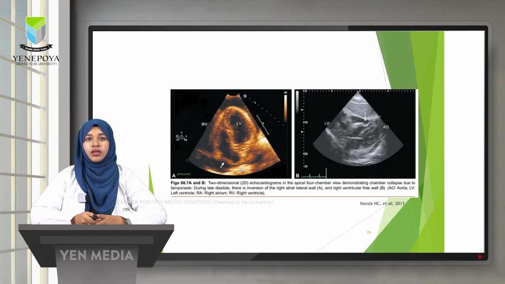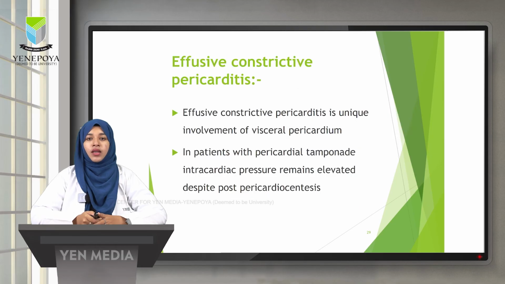This is a picture which shows a cardiac tamponade on the left-hand side, and you can also see there is RA collapse. On the right side, that is a subcostal four-chamber view. You can also see effusion on the RV side. So now let's move on to effusive constrictive pericarditis. This is nothing but a unique involvement of the visceral pericardium. In a patient with this, intracardiac pressure remains elevated even after pericardiocentesis is done.